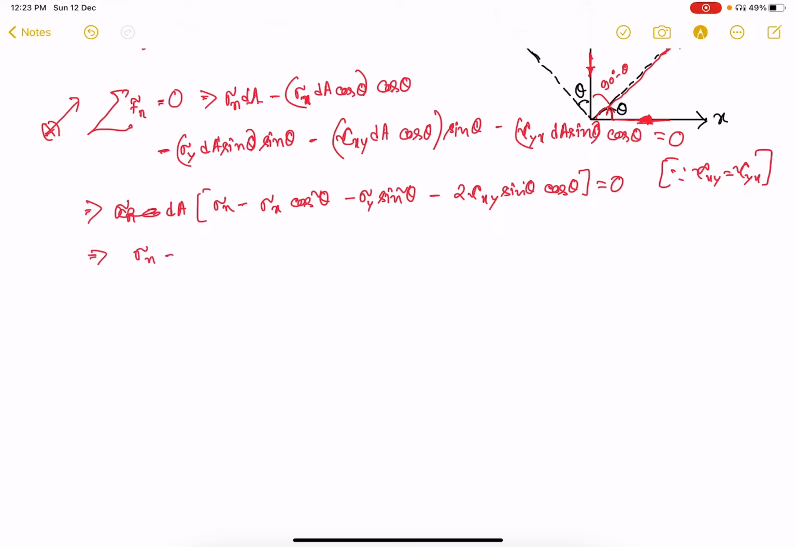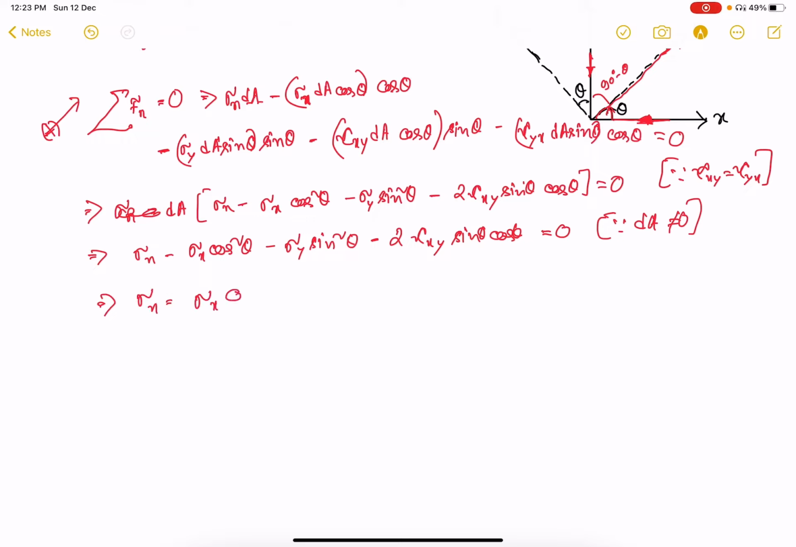Sigma n minus sigma x cos square theta and so on. The area can't be 0, because we have considered the area of an element. Since dA can't be equal to 0, sigma n is equal to sigma x cos square theta plus sigma y sin square theta plus twice tau xy sin theta cos theta.